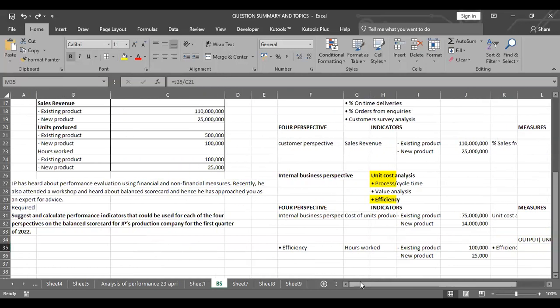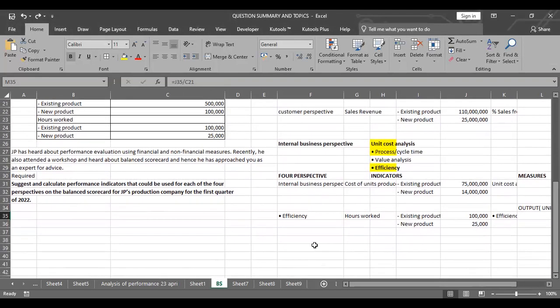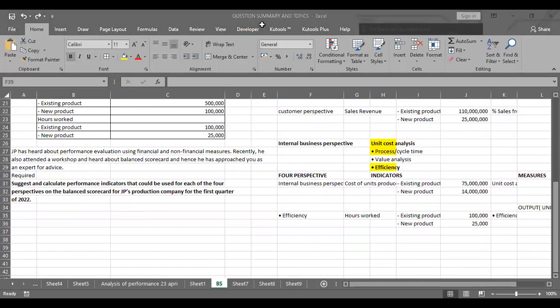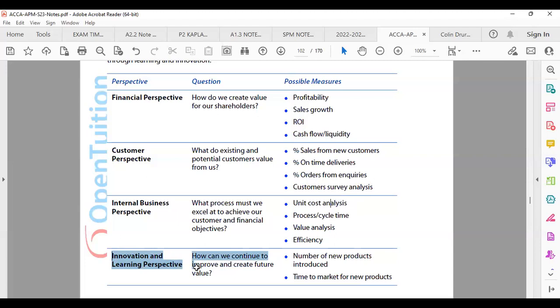So we have tested the two. Unless there's any question, if there isn't, then we can move ahead. Okay, let me go to the last part, which is, I think we have tested 3. The last part before we move to something else is the innovation and the learning perspective.